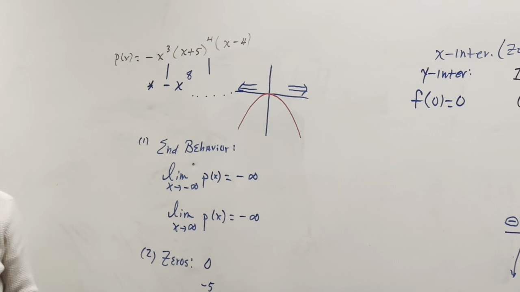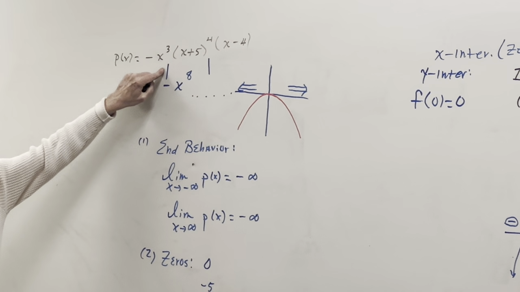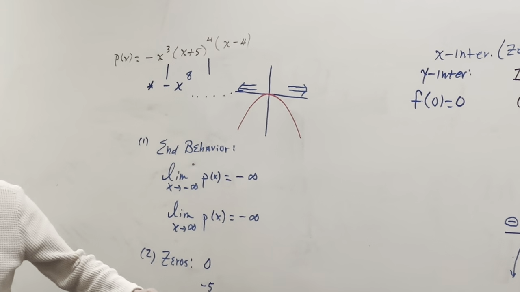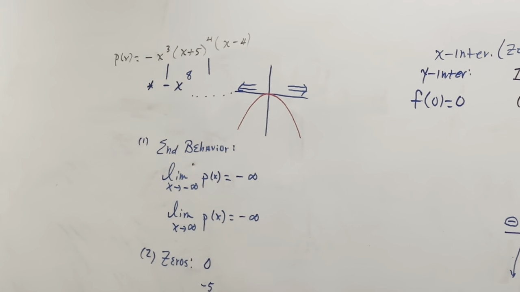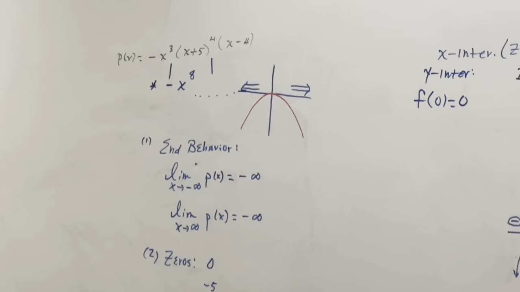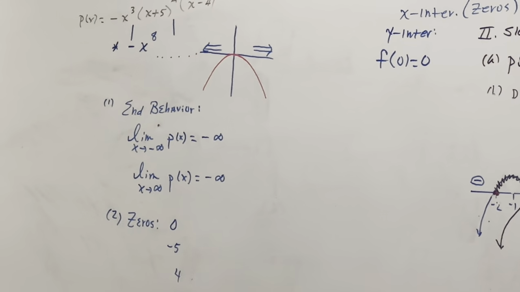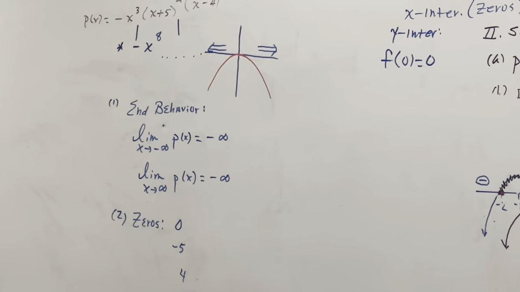Now, I'm going to start using the word multiplicity. There's multiple responses here. 0 came from this factor. On the outside, I see a cube. What might that tell you about this 0? What's that 3 tell you? That it crosses. Absolutely, it's going to cross because it's odd. Here's an odd number, so it's going to cross, as we just described.